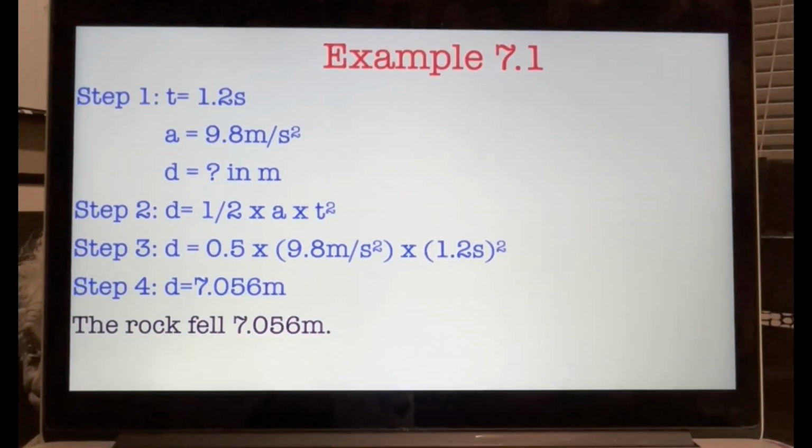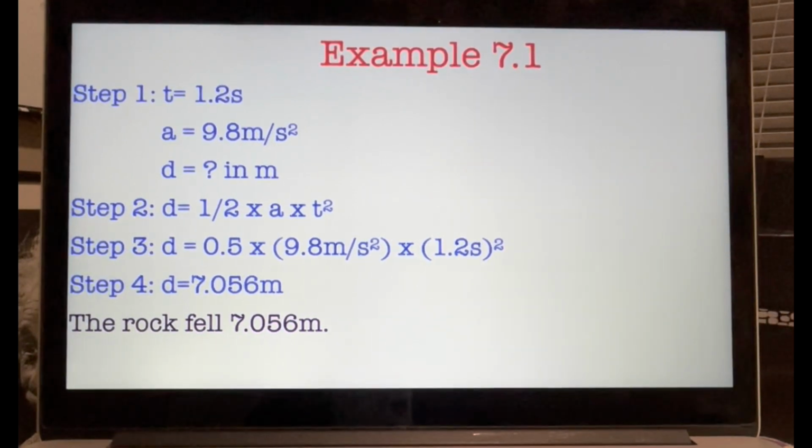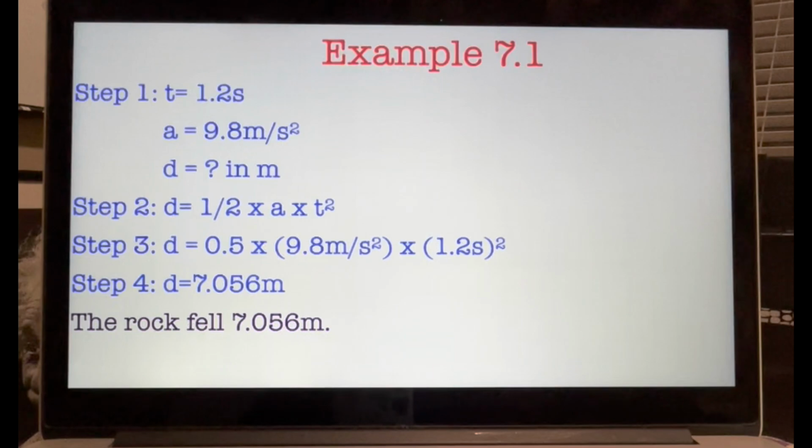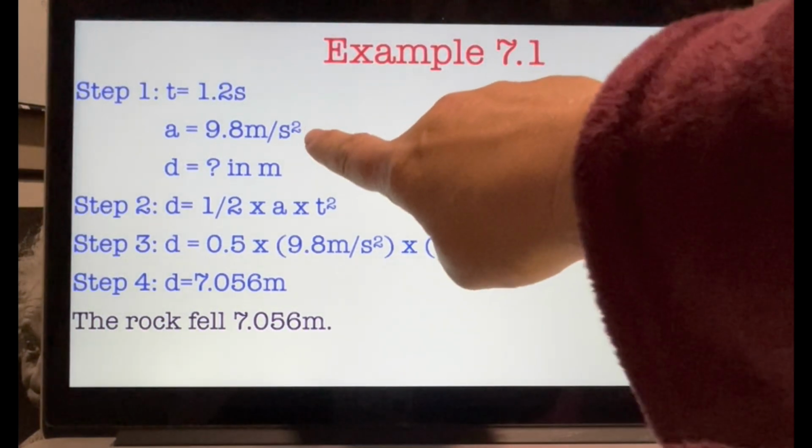All right, example 7.1. A young woman is standing on a bridge overlooking a river. If she drops a rock from the bridge and it takes 1.2 seconds for it to hit the river, how many meters did the rock fall? Okay, so step 1 is always write the list of knowns and the unknown. Since the rock is in free fall, we know it experiences acceleration due to gravity. And since the question asks for the distance in meters, you're going to want to use the acceleration due to gravity that has meters in it. So that would be the 9.8 meters per second squared.